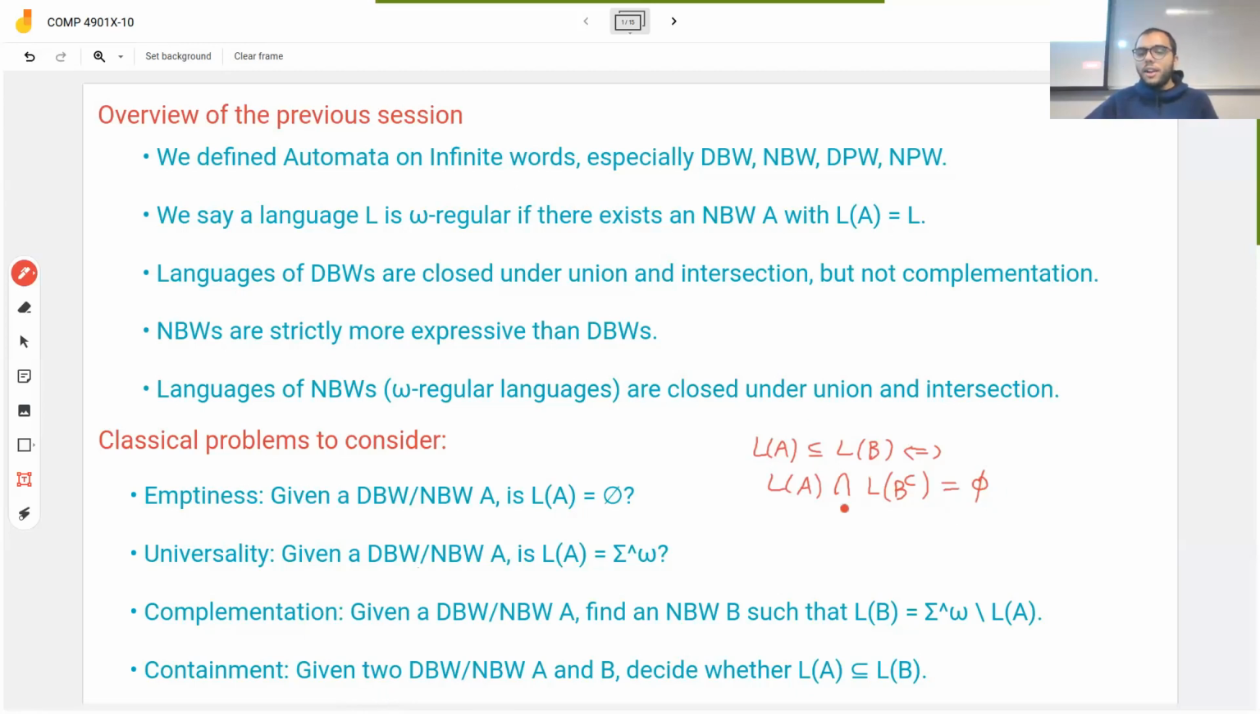I already know that I can do intersection. We've seen how to do intersection. If I want to answer whether the language of A is a subset of the language of B, I first compute B complement and then take its intersection with A. And then I ask an emptiness question: is this automaton accepting anything at all? Okay. So I'm going to put a check mark here. We solved containment, because if we have the solutions for the rest of them, then containment is also solved. But now let's actually talk about emptiness, universality, and then if we had time about complementation.